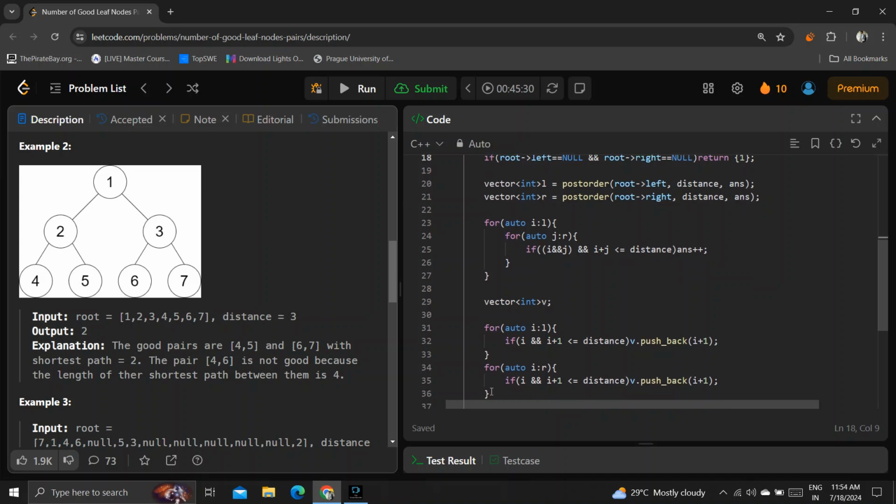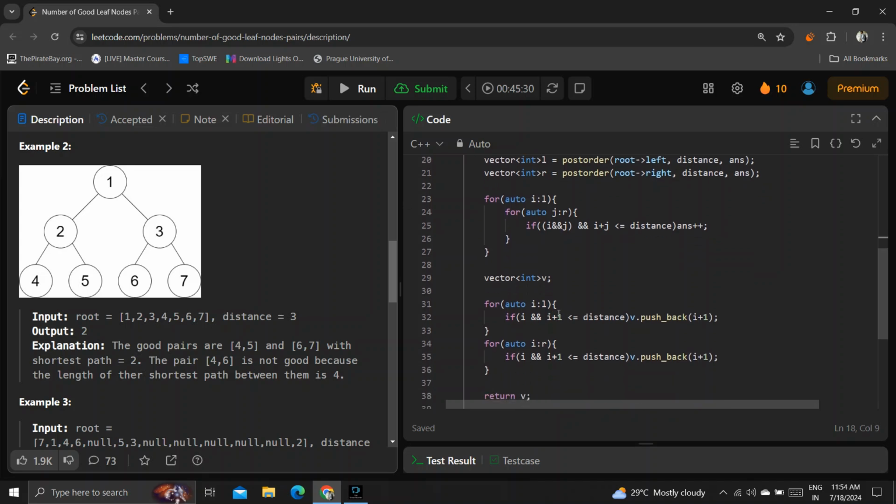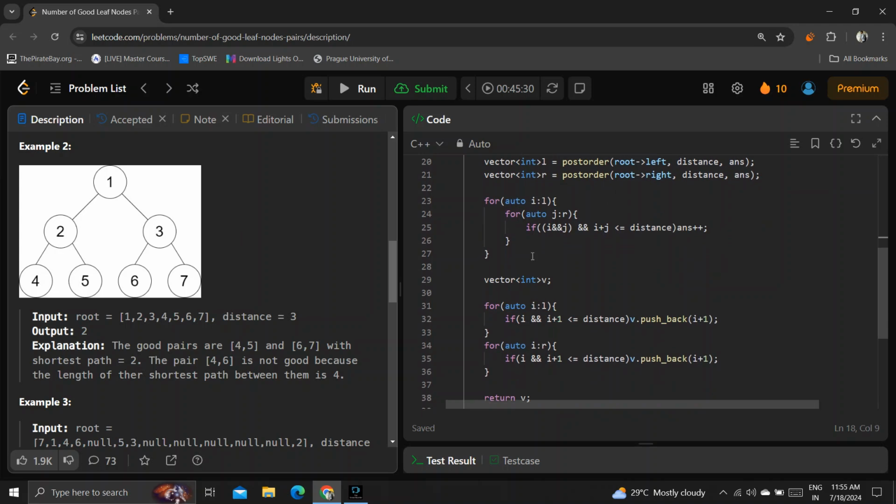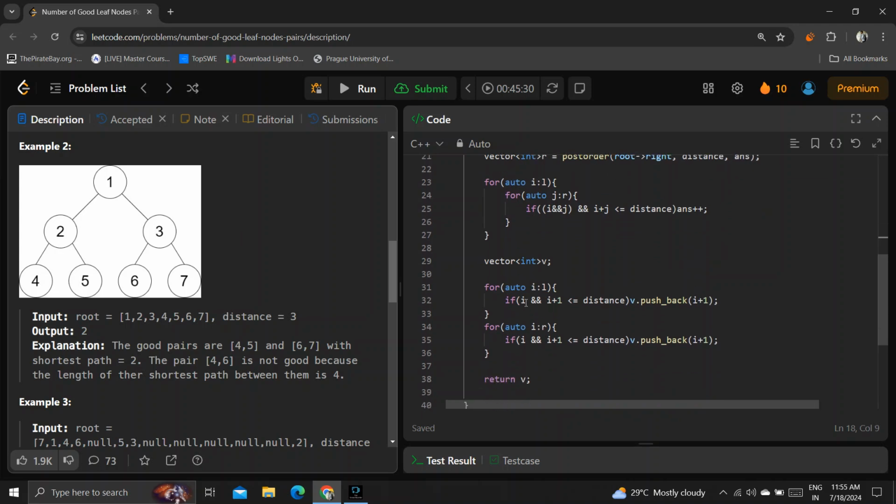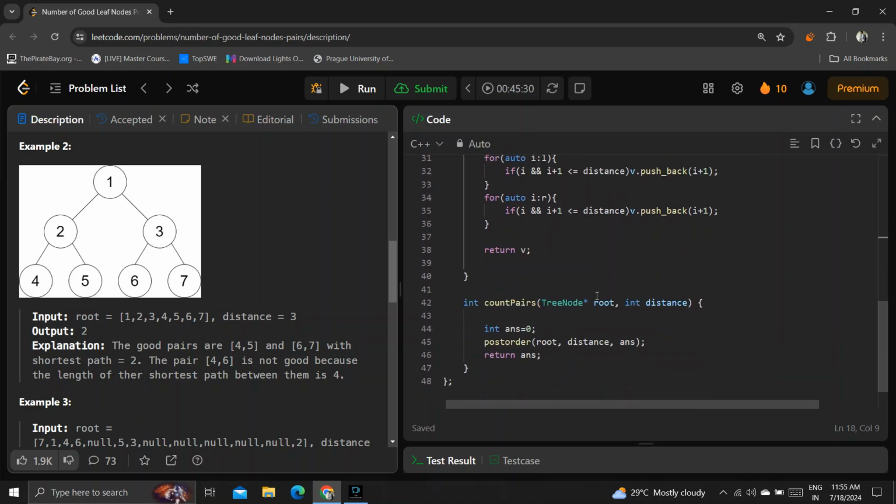And if someone is asking why I'm using this check: see, if this is 0, that means we have reached the null value, so we won't increase the count, we won't count it. That's why I am using this check here. Hope you have got it.